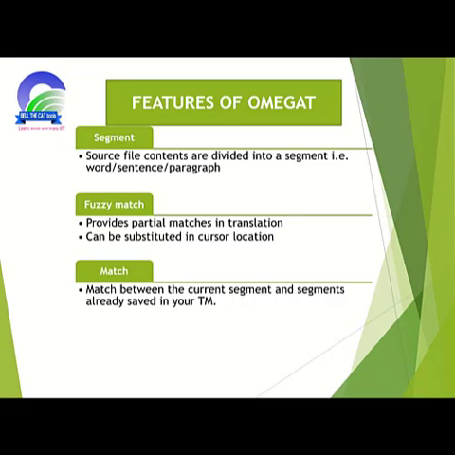Then what is a match? Whatever translation is saved in the translation memory is compared with the current line that you are going to translate. You are going to translate a particular segment. That segment will be compared with hundreds or thousands of segments saved in the translation memory. If there is a match, it will be automatically applied by the CAT tool. If there is no match, it will not be applied. You have to do the manual translation. I will explain about match and fuzzy match directly when I deal with the OmegaT project in practice.